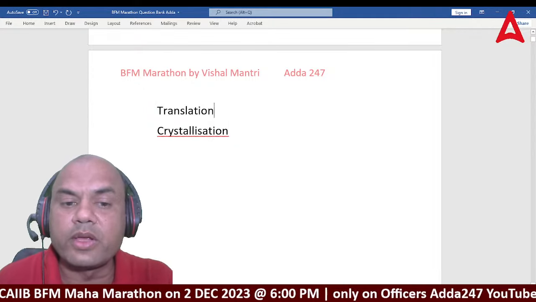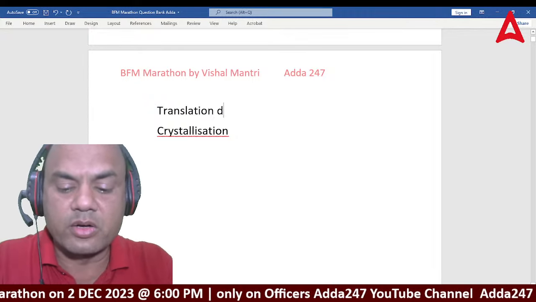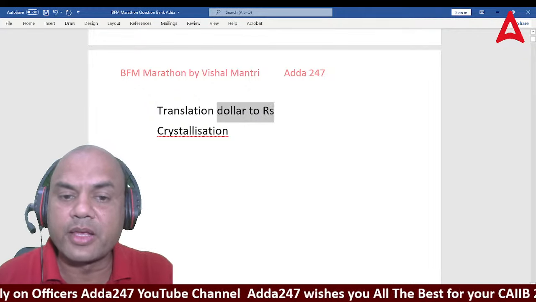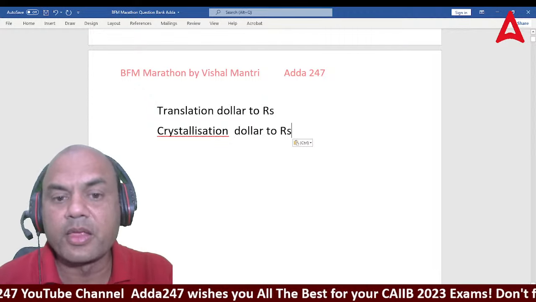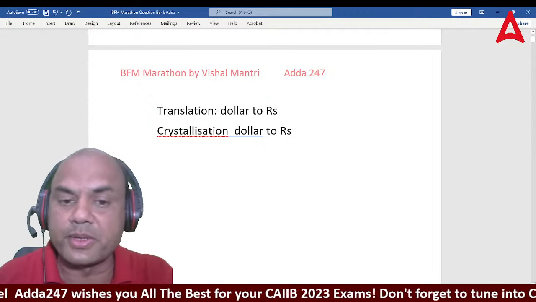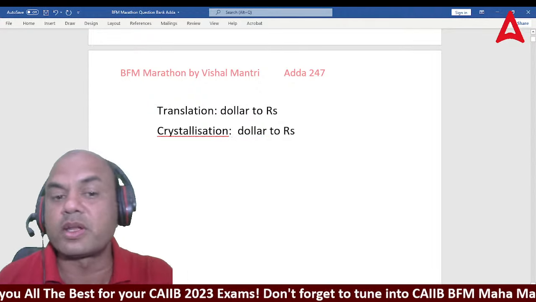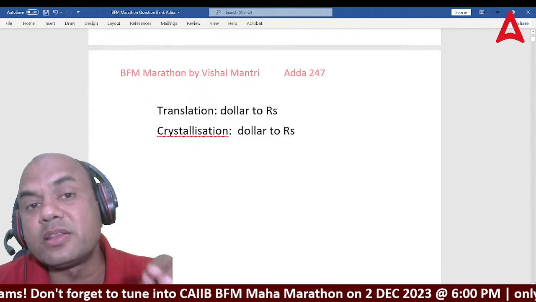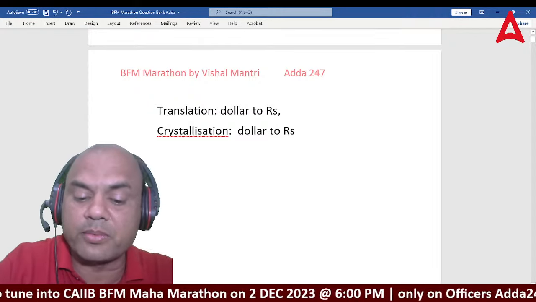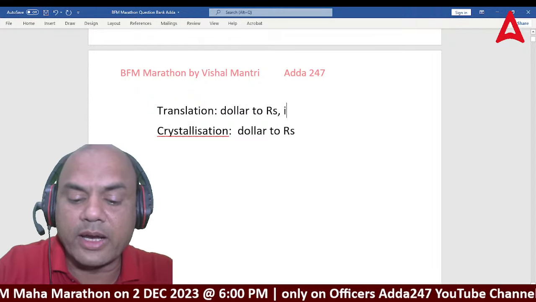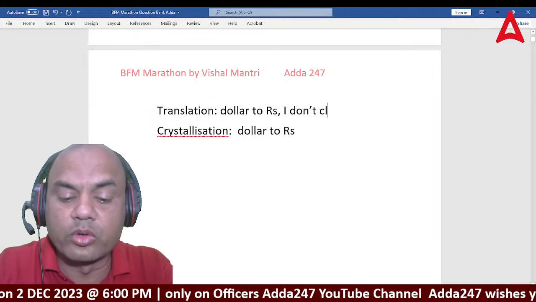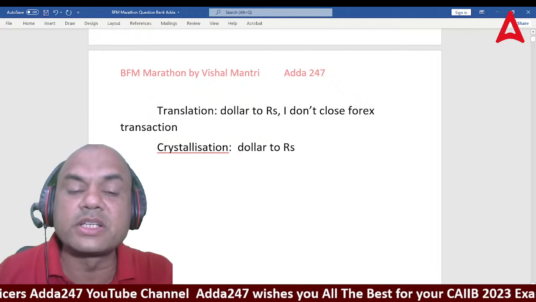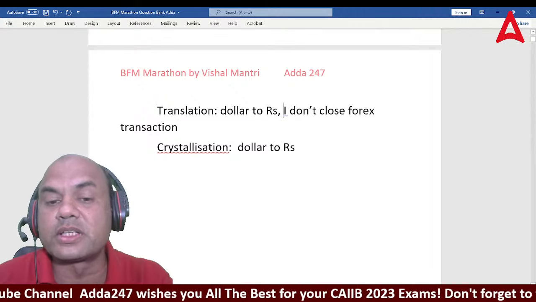In both, what do we do? We convert dollar to rupees. Here also I do the same, and here also I do the same. Both are the same transaction, dollar to rupees. But there is a slight difference. What is that slight difference? In translation, when I convert dollar to rupees, my branch in New York is running. Means I don't close down the branch. I don't close the forex transaction. So I'm not closing this foreign exchange transaction, and I'm not closing this forex branch.